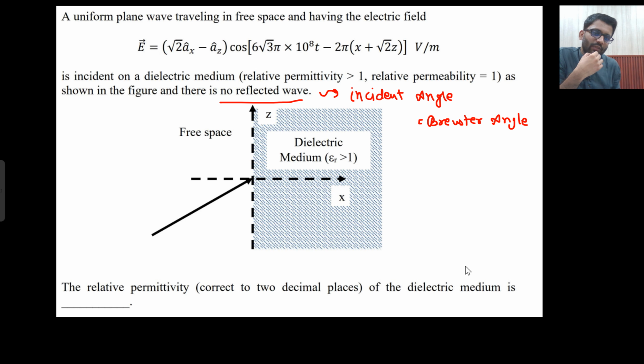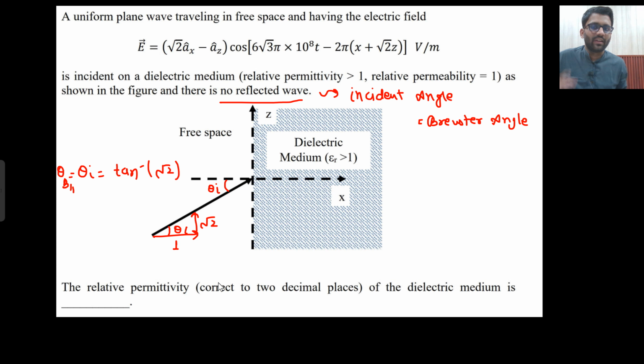This is parallel polarization. Why is this parallel polarization? You can see here the direction of the electric field. The electric field is in plus x and minus z. So this is your electric field. I hope you are able to write down these electric fields. So I can see this is my incident electric field, and this is in the plane of incidence only. So certainly it is parallel polarization.